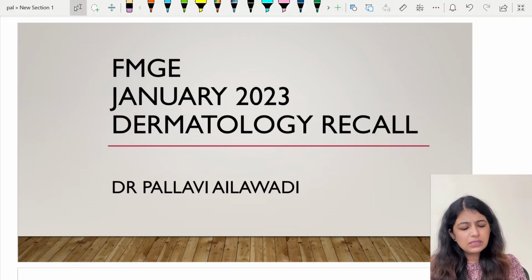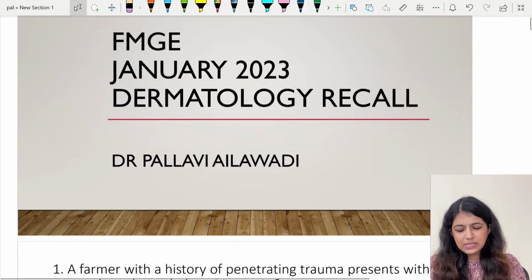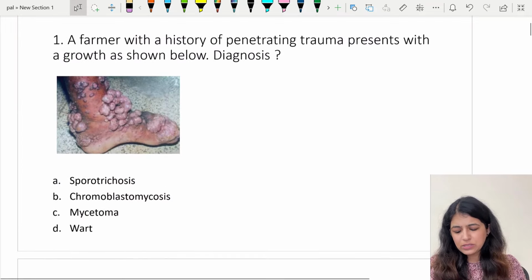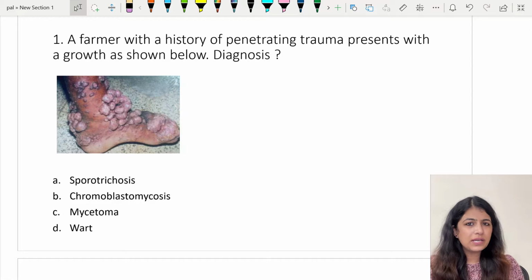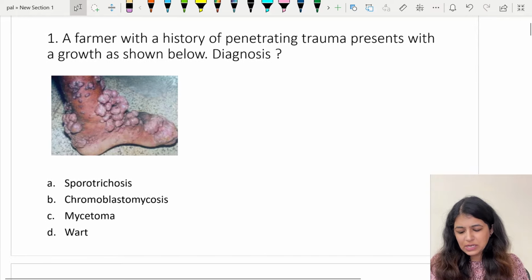Now, some subjects I've got to know were difficult, but I'm sure the 100% marks that you get in dermatology will help you reach where you aspire to. Now, since this is a recall session, some questions may not be exactly similar to what has been asked in the exam. If you find any discrepancy, you can put it down in the comments. That will help the other students who are watching the video. And if they are correct, then very good. So for all the students here, let's start the discussion.